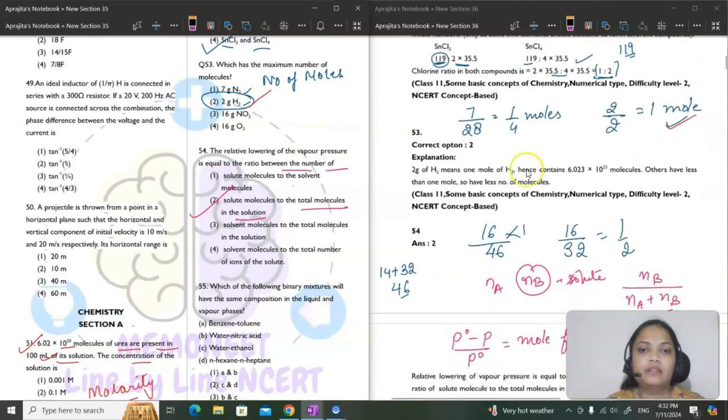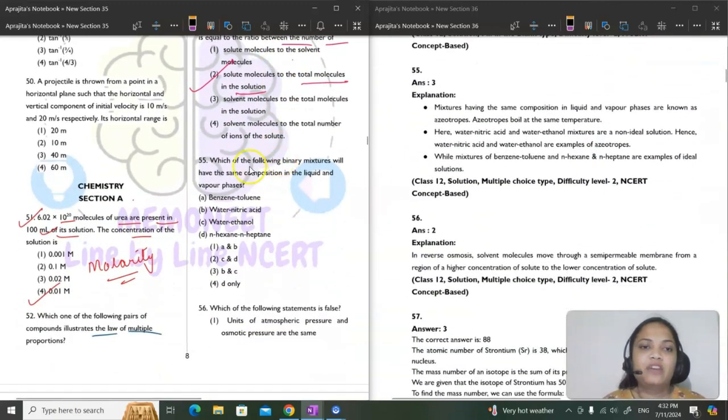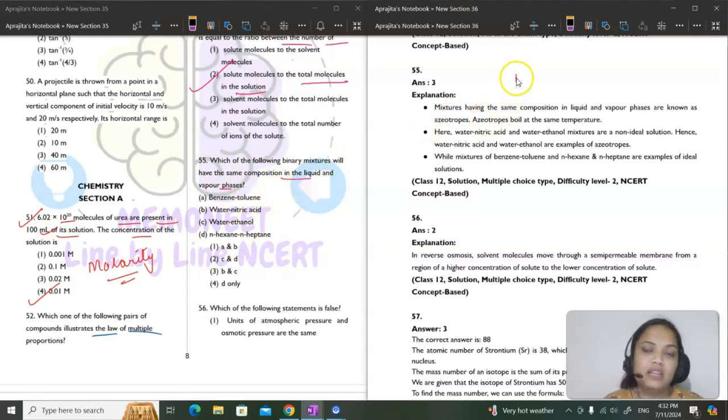So I think it's clear. Question number 55. Which of the following binary mixtures have the same composition in liquid and vapor phase? So students, you know the mixtures that have the same composition in liquid and vapor phase are known as azeotropes. They are called azeotropes or constant boiling mixtures because they boil at the same temperature.